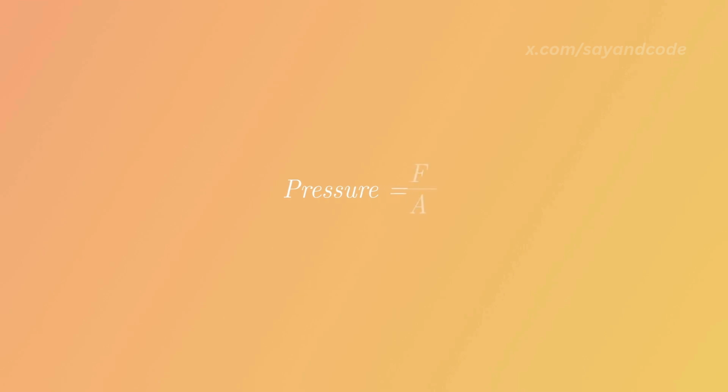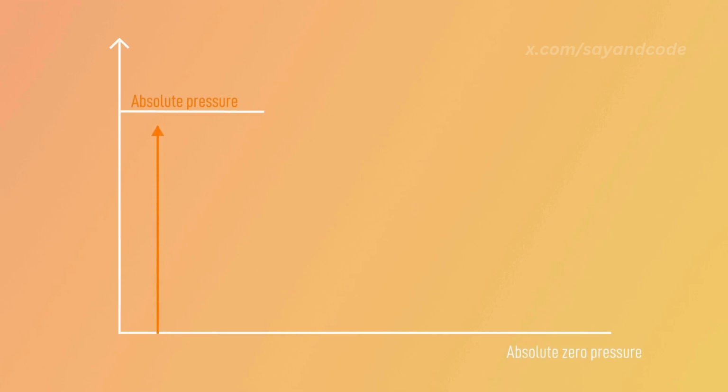Pressure is force divided by area. But in thermodynamics, we can measure two types of pressure, absolute pressure and gauge pressure. Absolute pressure is the pressure measured from absolute zero, that is from perfect vacuum. It's the pressure we normally talk about.